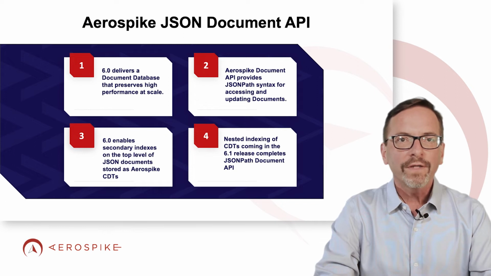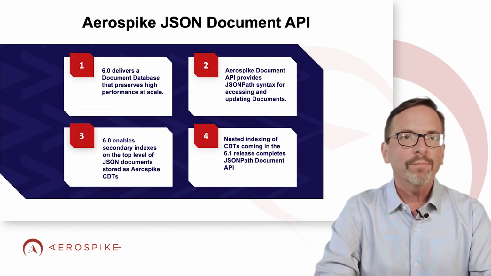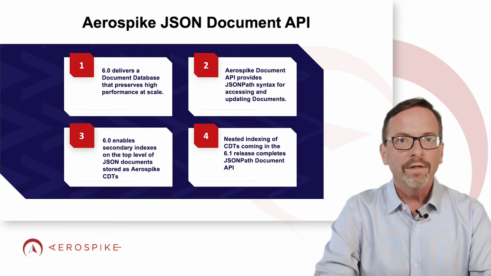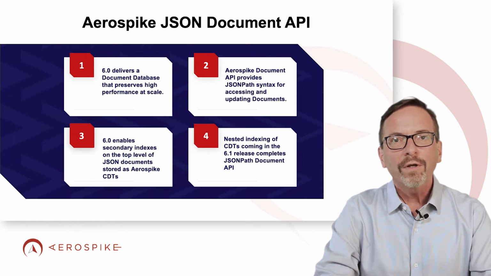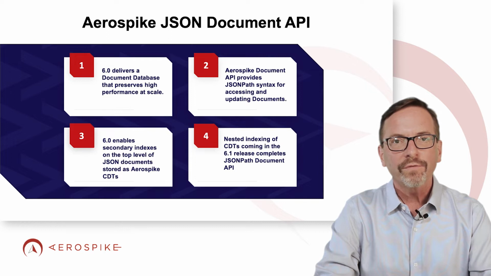The 6.0 release delivers a document database capability that preserves high performance at scale. The Aerospike Document API provides JSON path syntax for accessing and updating documents. This is similar to XPath for XML. The work on a powerful capability for expressions that we've done in previous releases of the server contributes to the full functionality of the Document API.